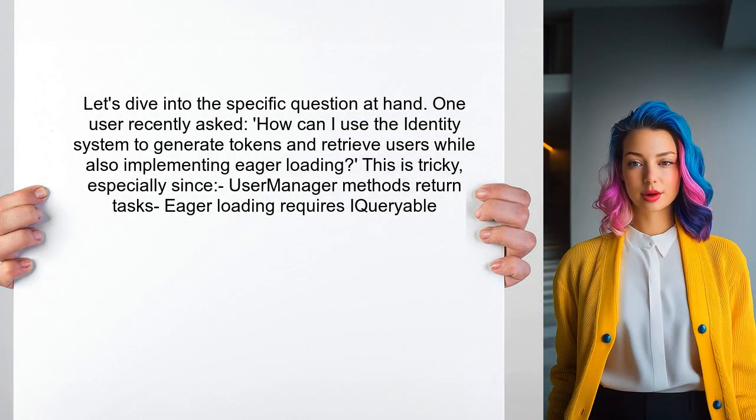Let's dive into the specific question at hand. One user recently asked, how can I use the identity system to generate tokens and retrieve users while also implementing eager loading? This is a tricky situation, especially since the user manager methods return tasks and eager loading requires IQueryable. Sound familiar? Let's explore this together.